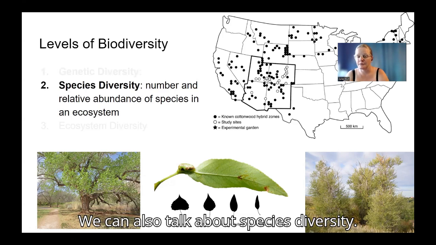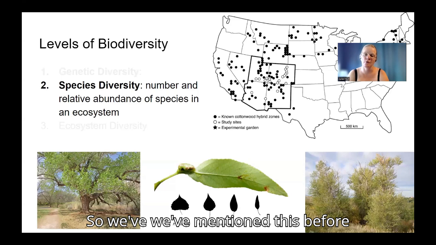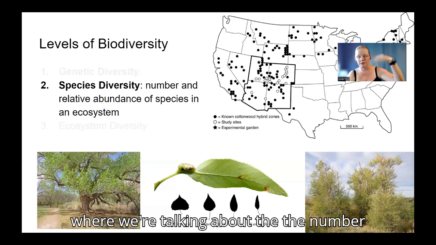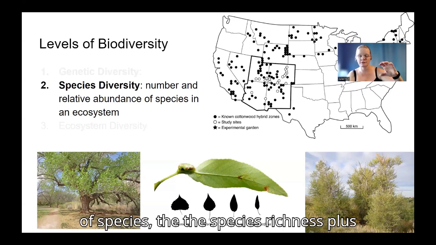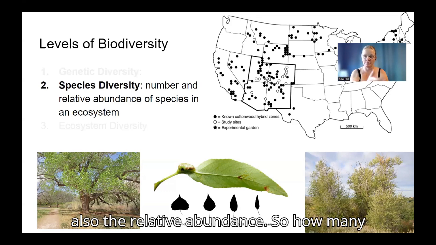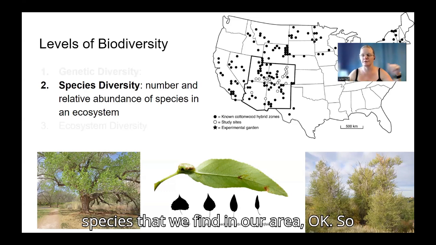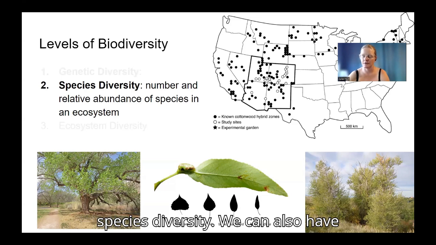We can also talk about species diversity. We've mentioned this before, where we're talking about the number of species, the species richness, plus also the relative abundance. So how many individuals of each of those species do we find in our area. Okay, so that's what we're talking about with species diversity.